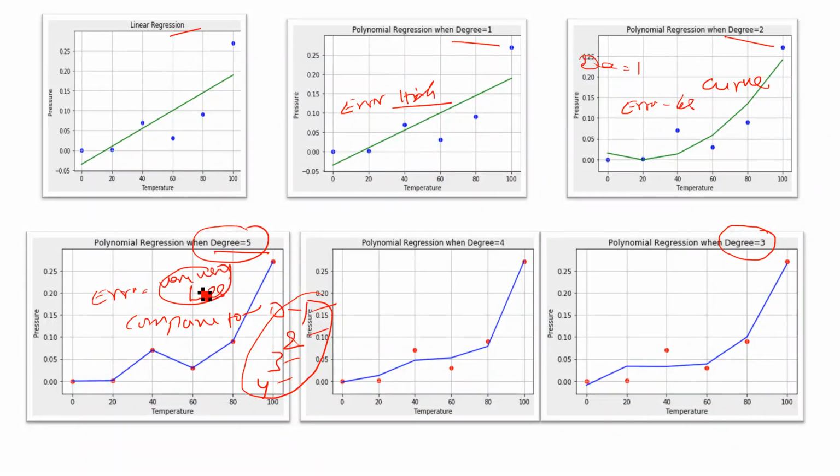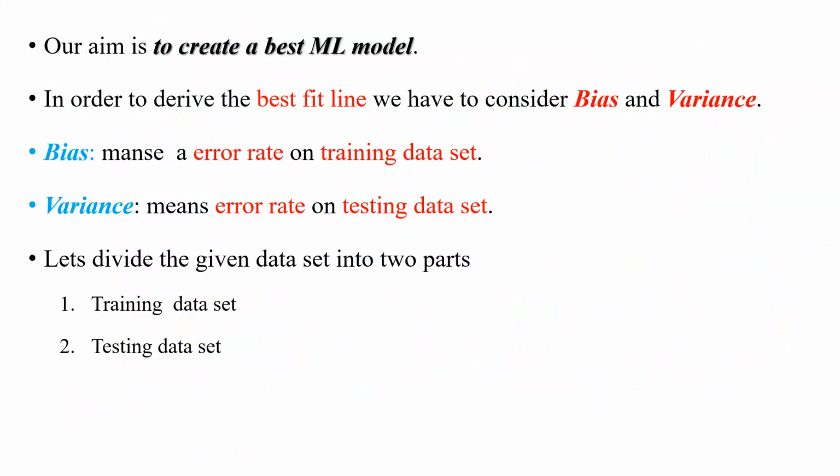So now we are going to discuss in detail how the error is high, how the error is low, and what we call it when the error is more. Next slide: what is our main aim? Our main aim is to create the best machine learning model.